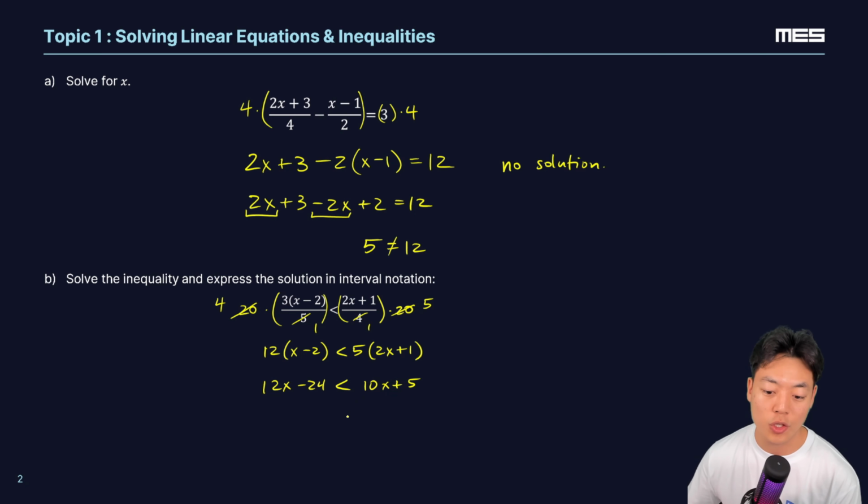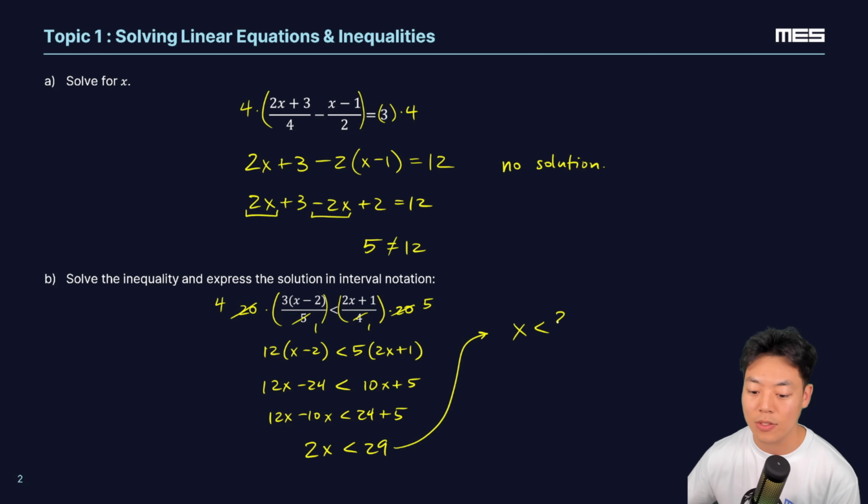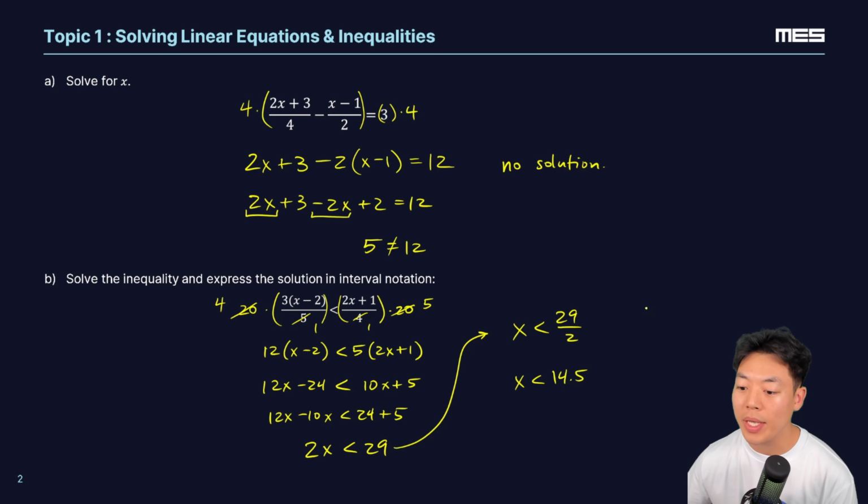And now we want to isolate the x's and combine like terms, essentially. So we have 12x minus 10x. Once we consolidate the constants on the right and the variables on the left, now we're left with 2x is less than 29, giving us x is less than 29 over 2. Another way to write 29 over 2 is 14.5. And in interval notation, we can write this as everything from negative infinity all the way to 14.5.